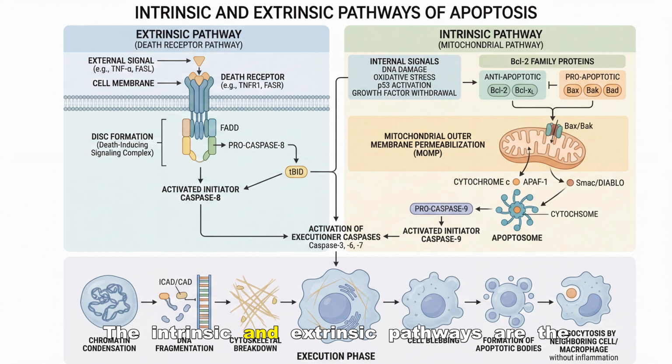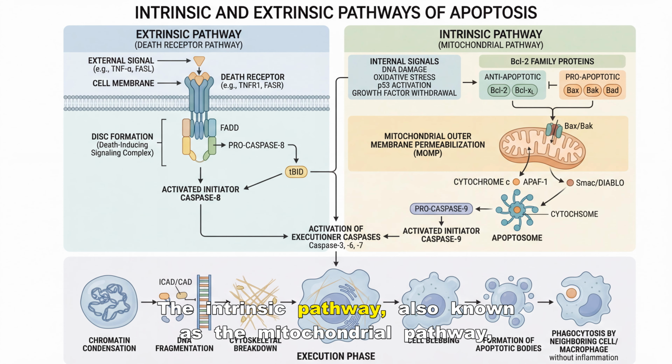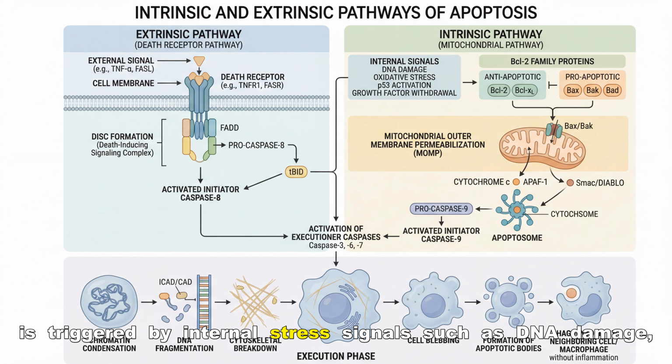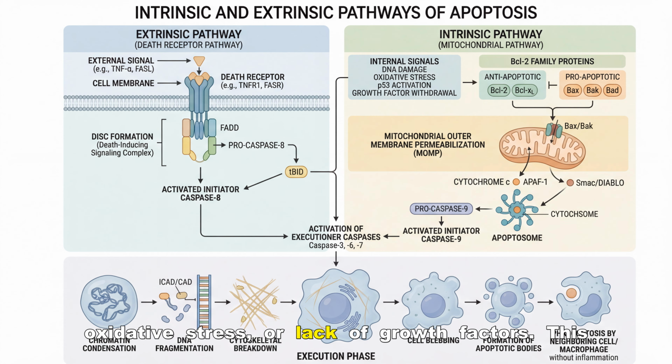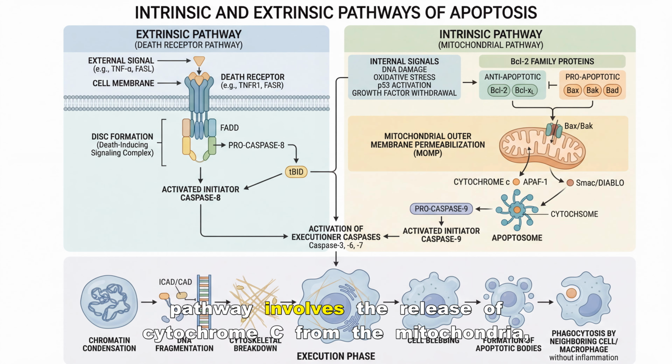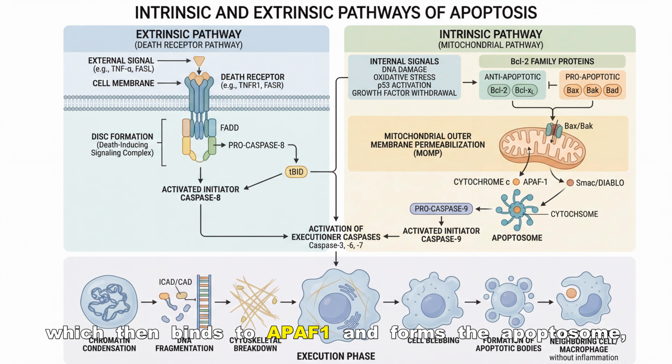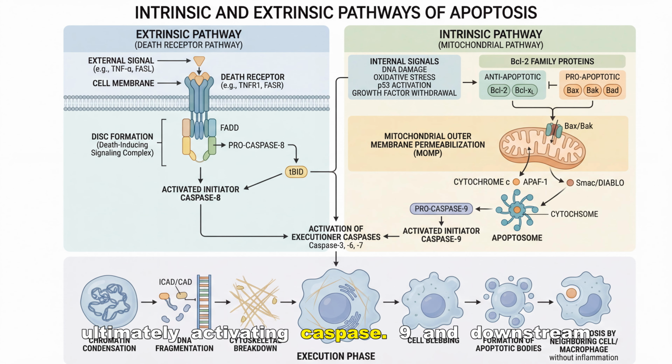The intrinsic and extrinsic pathways are the two main mechanisms that initiate apoptosis. The intrinsic pathway, also known as the mitochondrial pathway, is triggered by internal stress signals such as DNA damage, oxidative stress, or lack of growth factors. This pathway involves the release of cytochrome C from the mitochondria, which then binds to APAF1 and forms the apoptosome, ultimately activating Caspase-9 and downstream executioner Caspases.